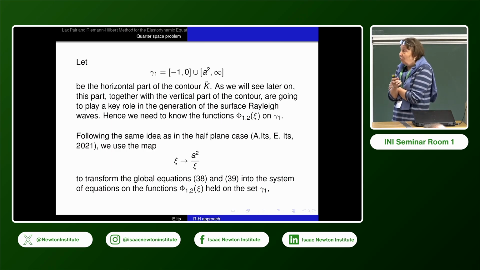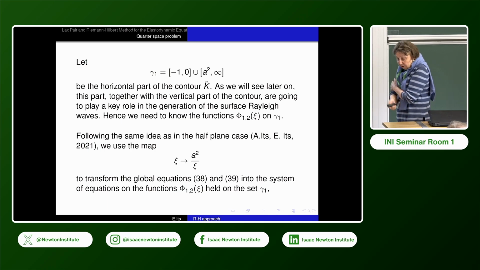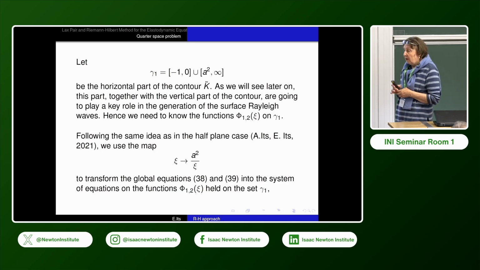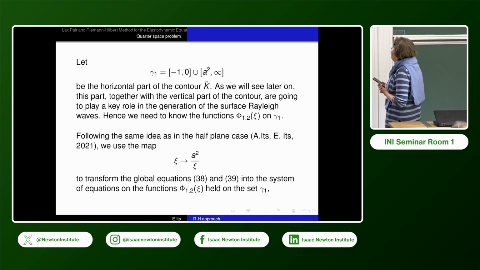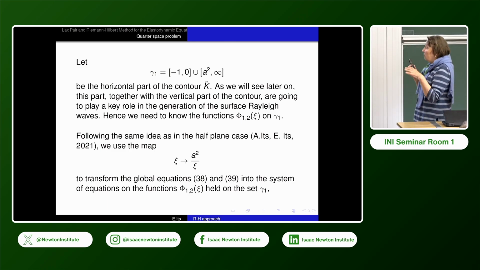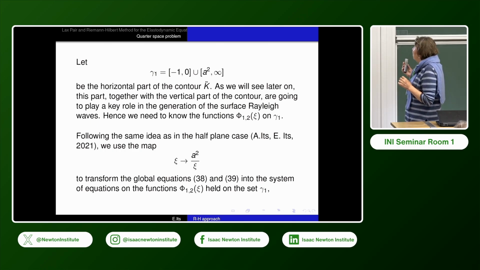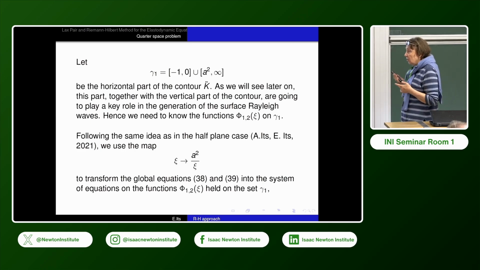Now it's kind of the second part. So now we are deriving the connection formulas. And to do that, we consider a horizontal part of the contour K. Why only this horizontal part of the contour K? Because it will become very soon clear that exactly this part is playing a key role in generation of surface Rayleigh waves along the borders of the quarter space.